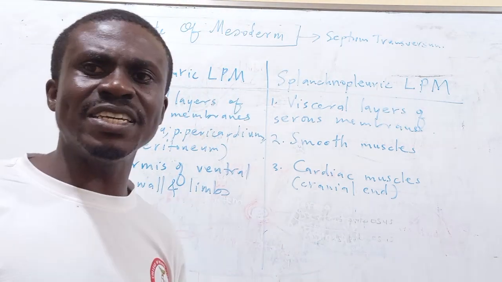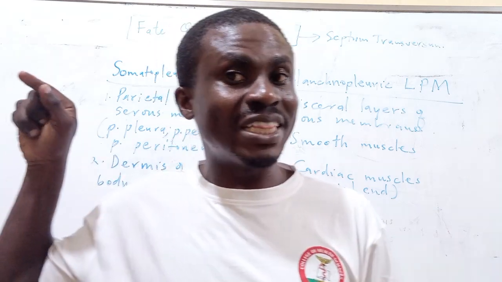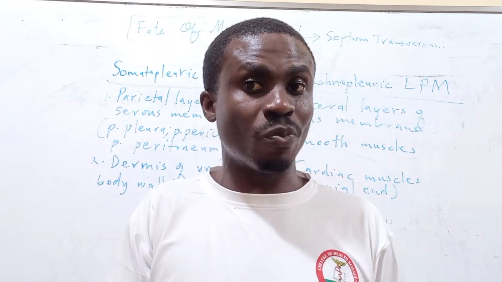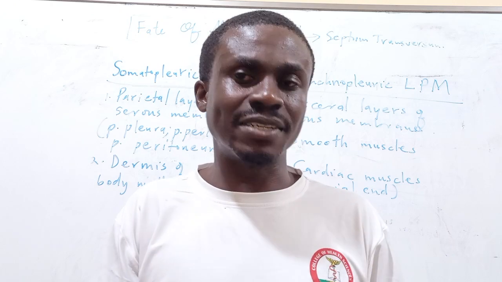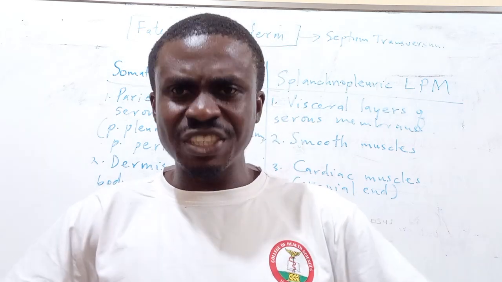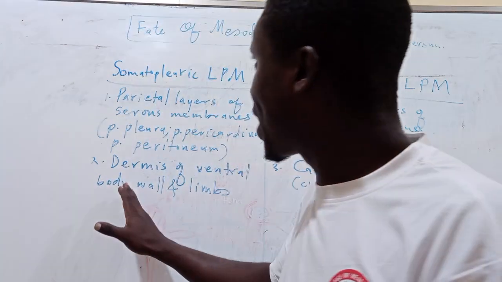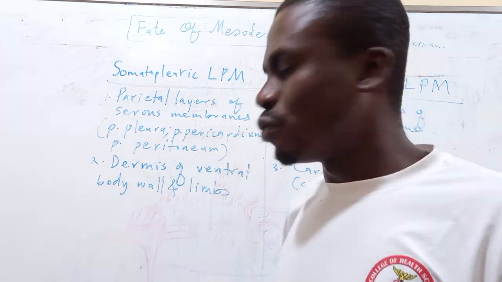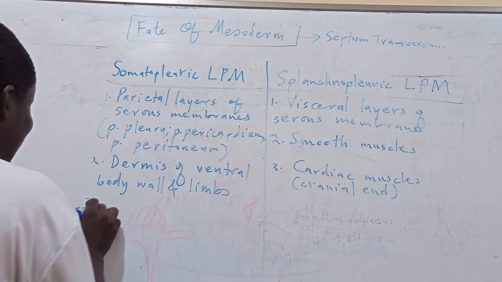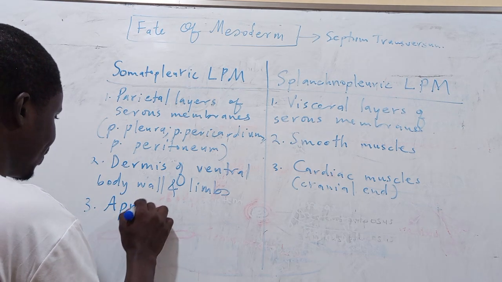Now, having seen these kinds of dermis, the next one, after the myotome, is the sclerotome, the axial skeleton. This time around, the bones we are talking about are associated with the body wall. For this reason, they will be coming from the somatopleuric mesoderm. So, the bones of the appendicular skeleton. Bones of the appendicular skeleton.